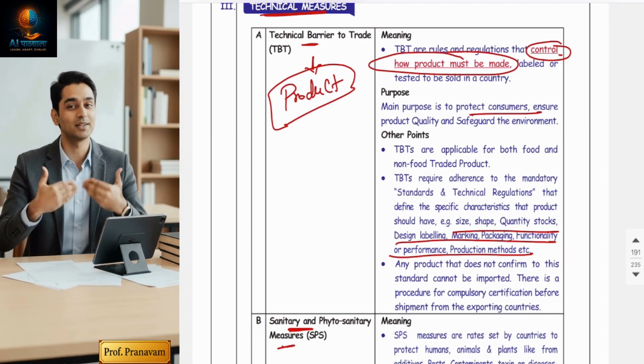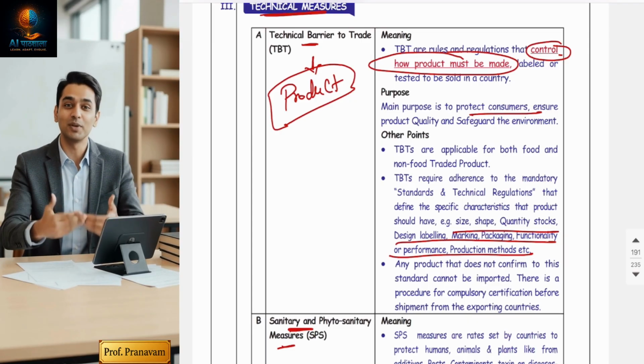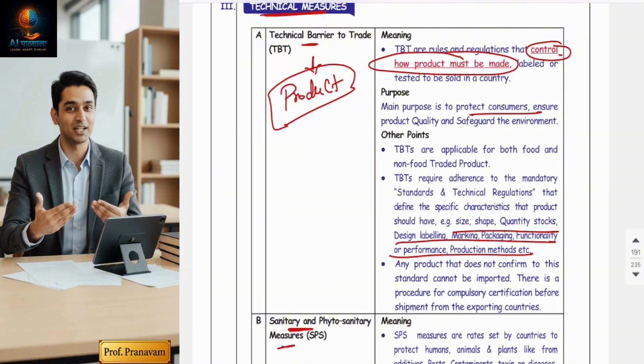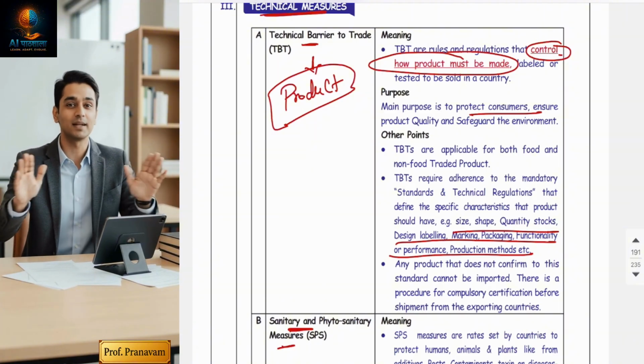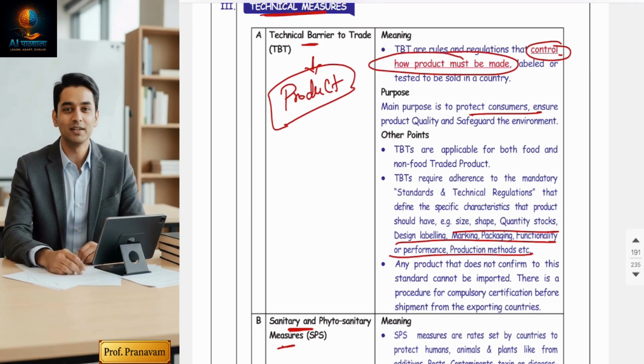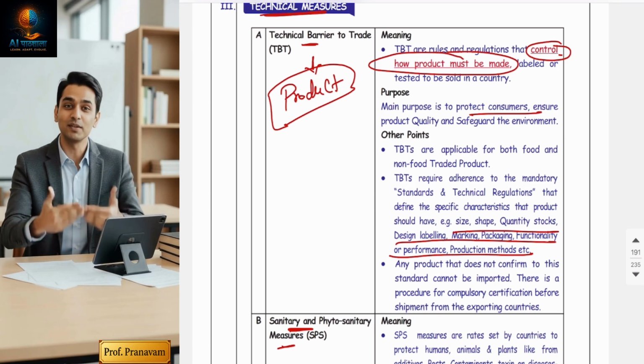If a product does not conform to these standards, the importing country that is purchasing will set the standards. If the standards are there in the product, then only will we import those goods. We will allow that foreign good in the country. If these standards are not met, then it cannot be imported.